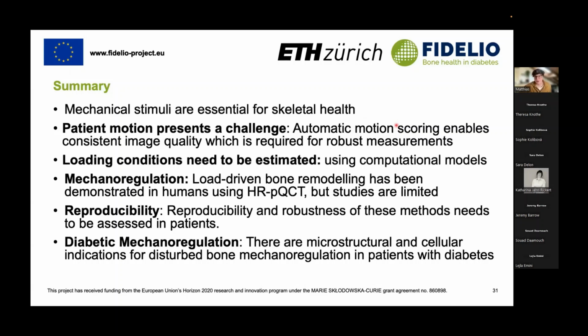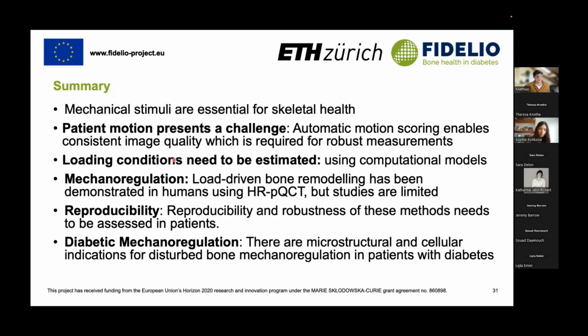But for today, I want to finish here because these are all very current developments. But in summary for this webinar, I want you to take home that mechanical stimuli are really essential for skeletal health, and that patient motion is still one of the biggest challenges in HR-pQCT imaging, not only for mechanoregulation, but also for all other microstructural measurements. Therefore, these automatic scoring methods are really important to create consistent measures. And for mechanoregulation, the loading conditions are very important, especially at sites like the distal radius, where there are very different mechanical environments from patient to patient.